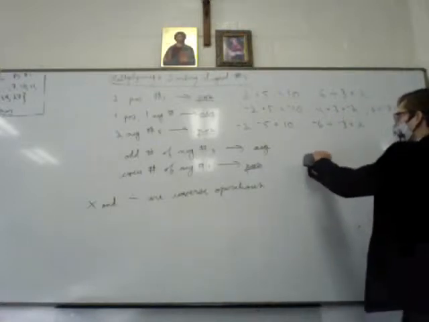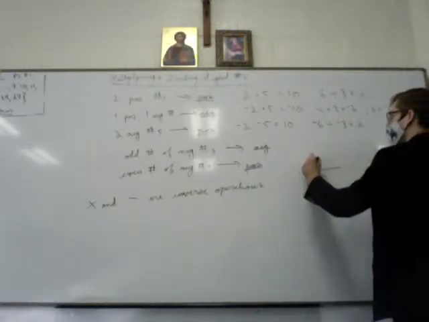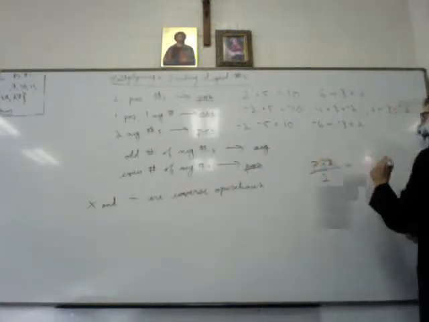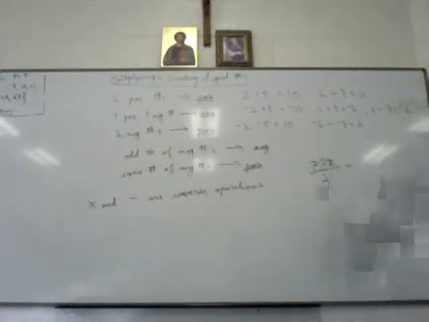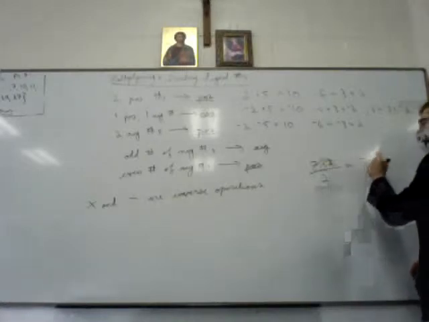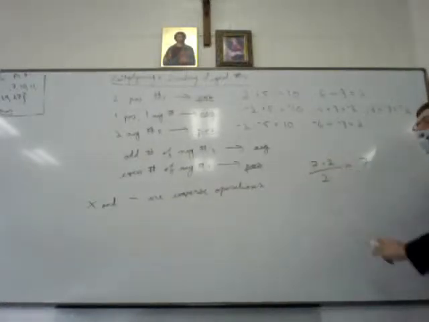Or maybe better if I write it this way, 7 times 2 on top. What is this equal to? 7. How do we know it's equal to 7? 7 times 2 is 14 divided by 2. Okay, we can calculate it out.